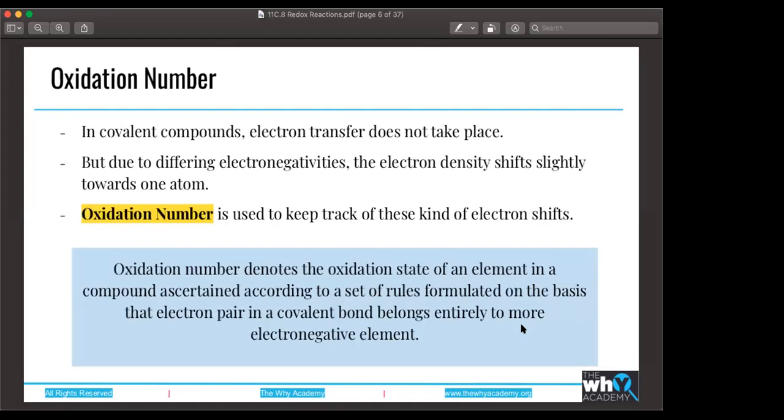Now comes the concept of oxidation number. In ionic compounds it is pretty simple and straightforward: you have direct transfer of electrons, like an element is outright losing or outright gaining the electrons. But in covalent compounds, electron transfer does not take place.